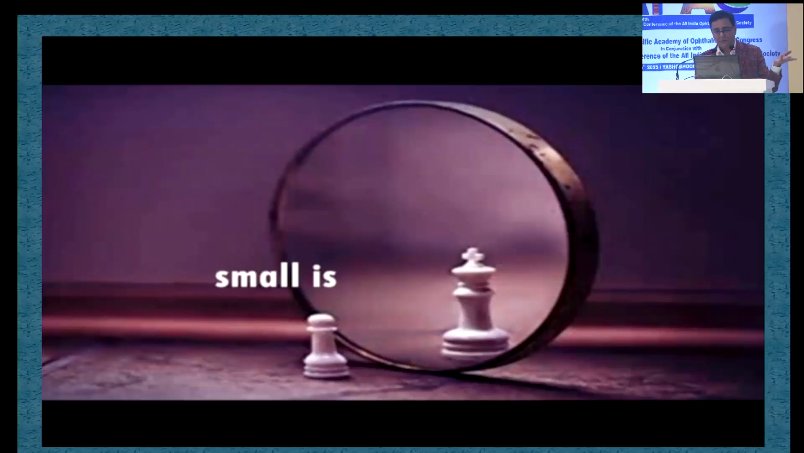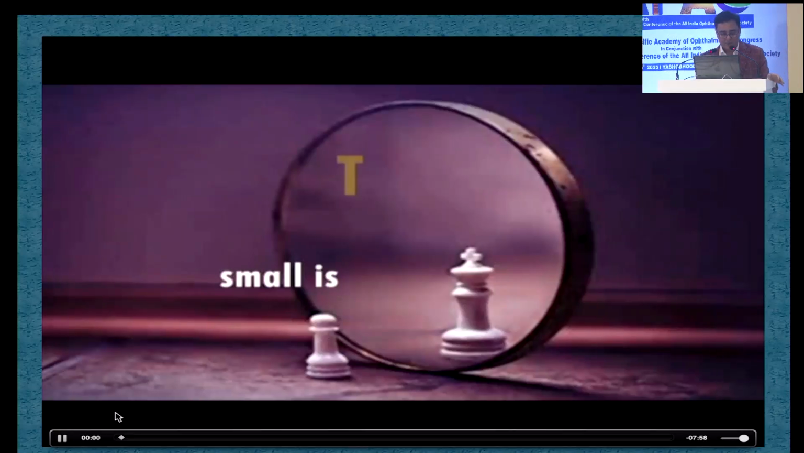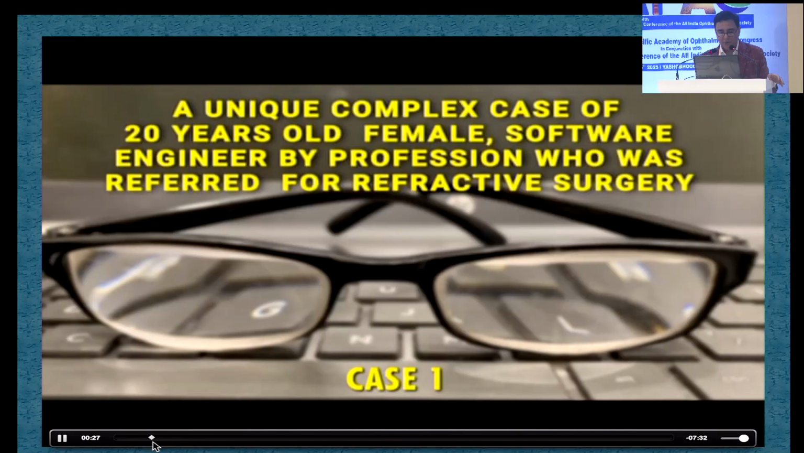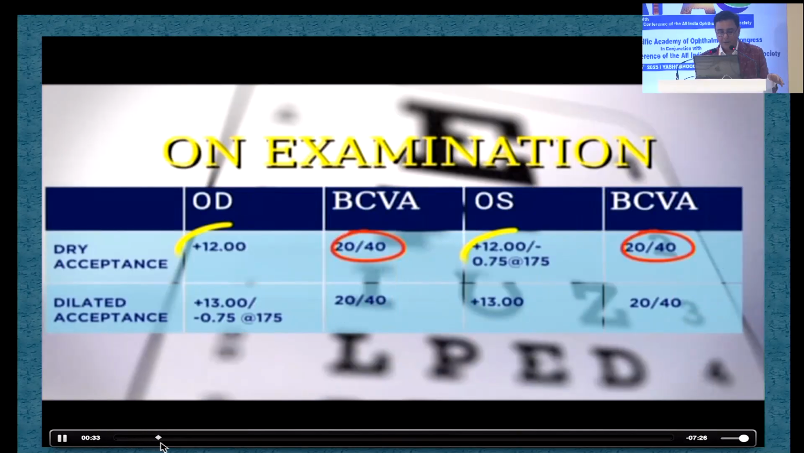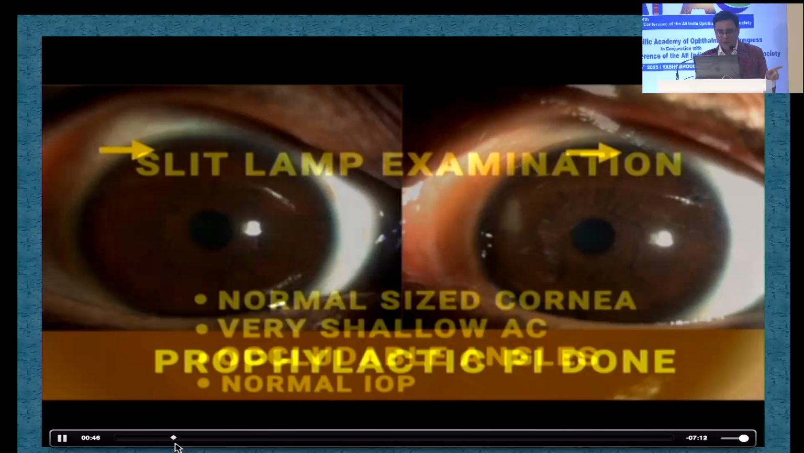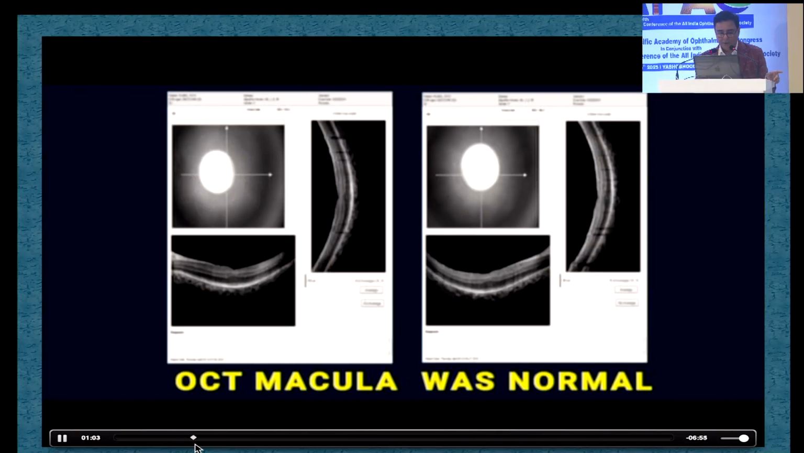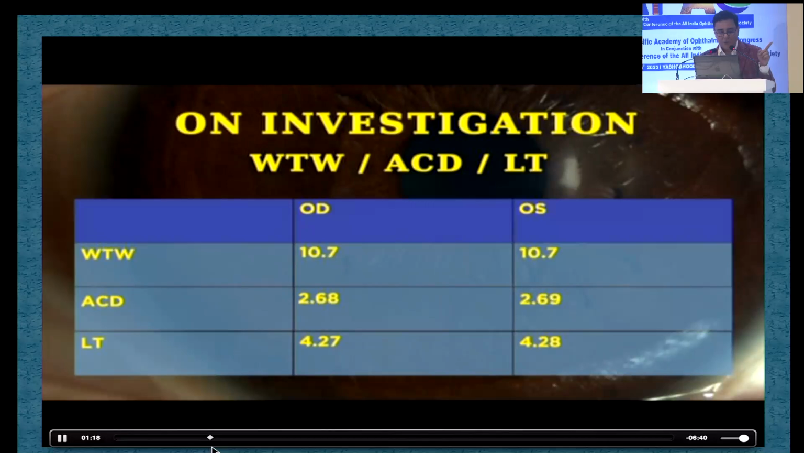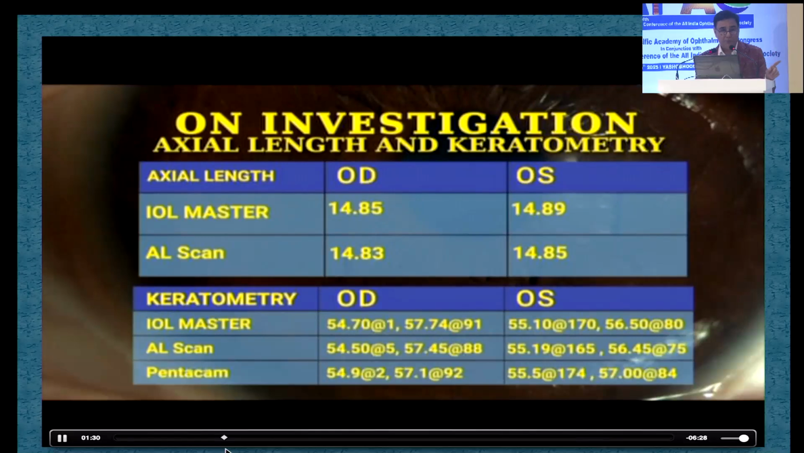So this is just one example of a small eye, a micro-ophthalmos with a hyperopia of plus 12 diopter, a normal ACD, and PI done for safety, normal posterior capsule, topography done, just to show you white to white, ACD 2.68, and lens thickness normal. But when you look at the axial length, 14.85. So this is a very, very small eye.